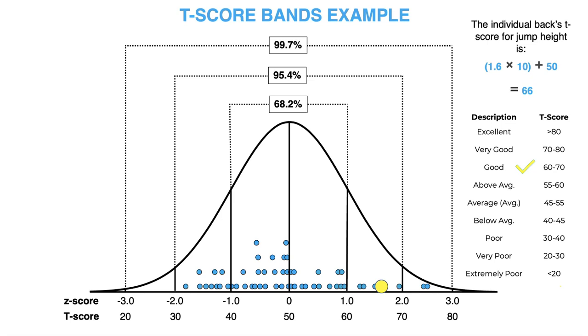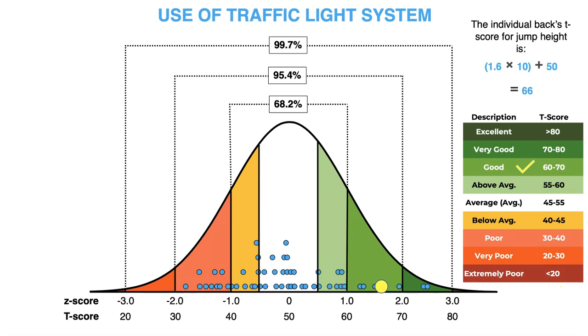And then finally, we added a traffic light system to the T-score performance bands just to aid data visualization. So in essence, the T-score bands with their associated qualitative descriptions and the colour code act collectively to ultimately benefit the end user, and then these can be used to set benchmarks for athletes to aspire to.